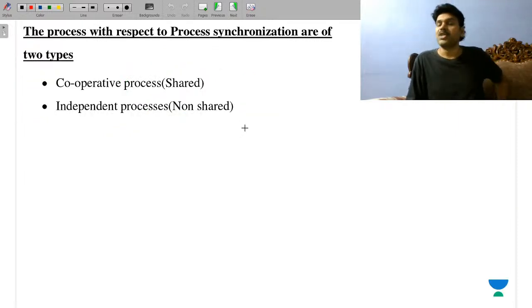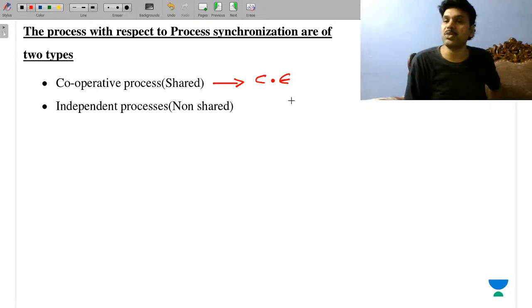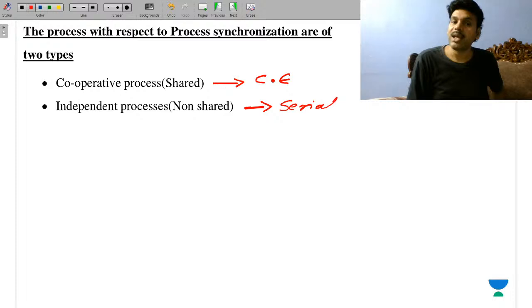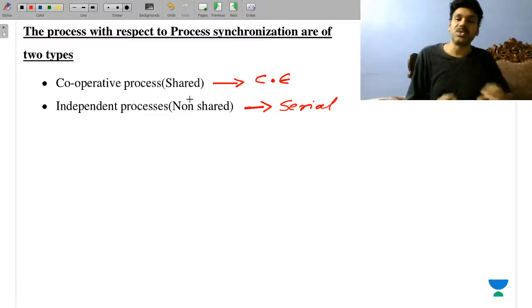So, as far as process synchronization is concerned, we have two types of processes. One is concurrent, the other one serial. Now the exact technical terms: the concurrent is nothing but cooperative processes, and the serial is nothing but independent processes. Observe, friends. Now I am attaching those two points, the way they are executing, to process synchronization.